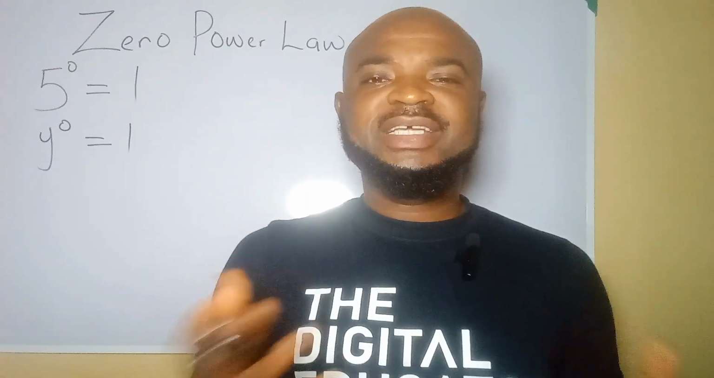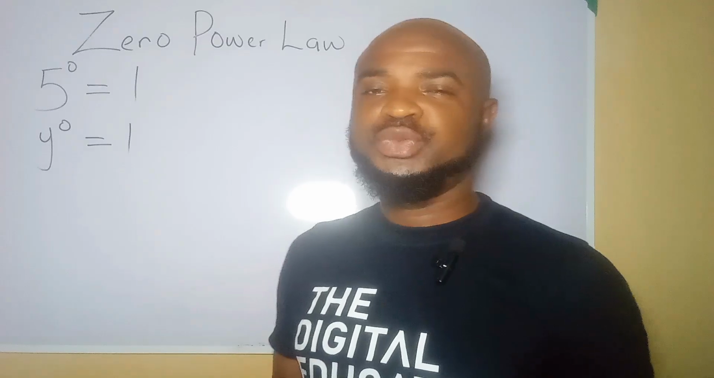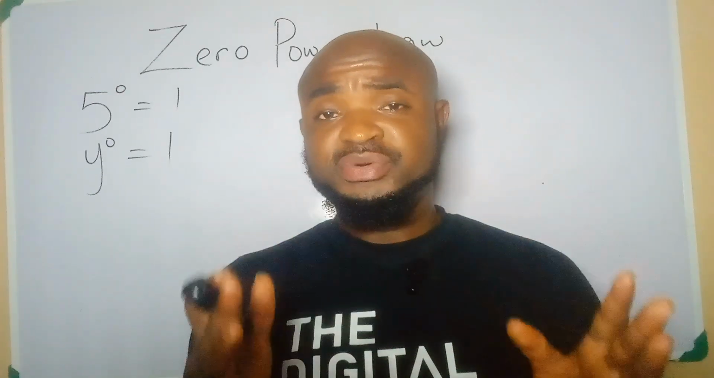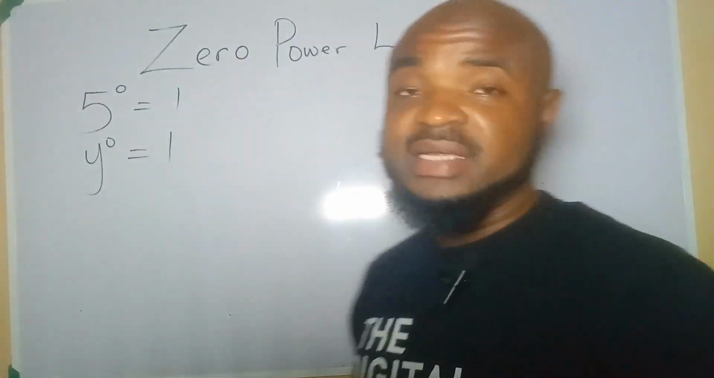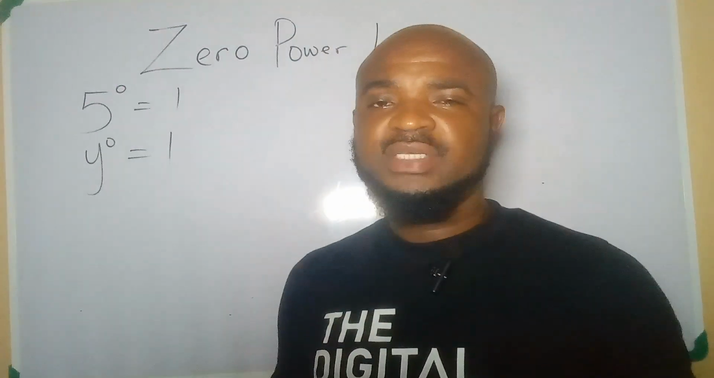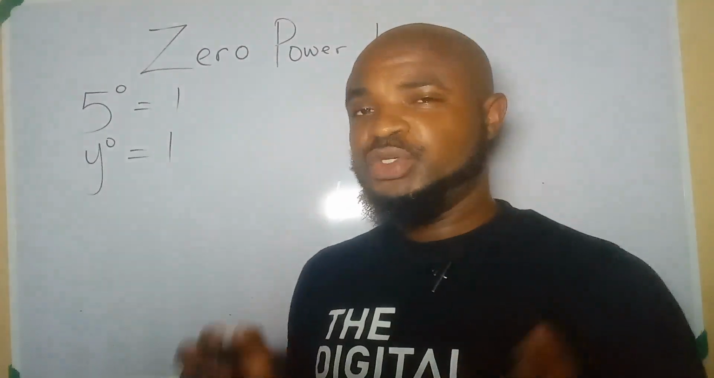Welcome to class. In today's class, I'm going to be showing you how you can prove that a number raised to the power of 0 is 1. Any number raised to the power of 0 is 1, and that can be extracted from the zero power law of indices. In the zero power law of indices, we are meant to understand that a number raised to the power of 0 equals to what? 1.